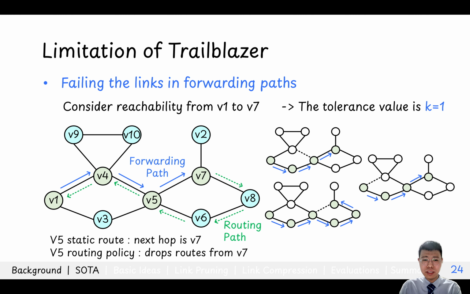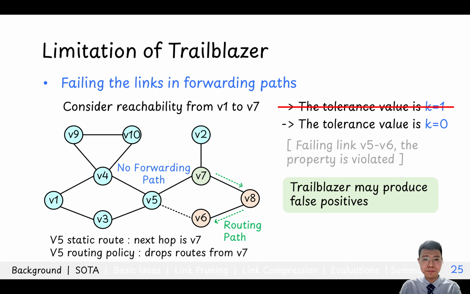Trailblazer takes a strategy: instead of exploring all possible failure combinations, it only considers failures on these 3 links, resulting in only 3 failure scenarios. Finally, Trailblazer concludes that for reachability from V1 to V7, the tolerance value is 1 link, but it ignores the routing path. This may also influence the behavior of properties.